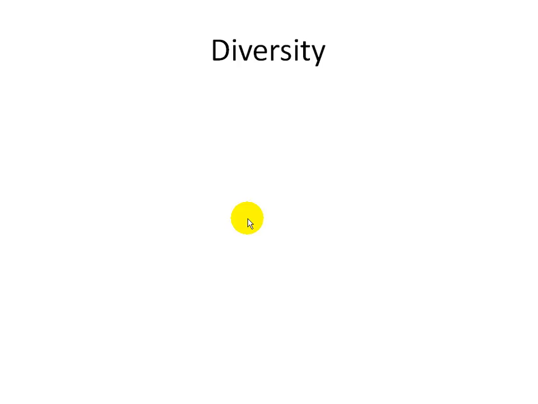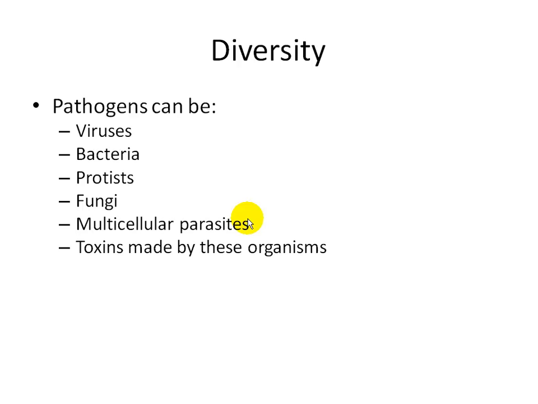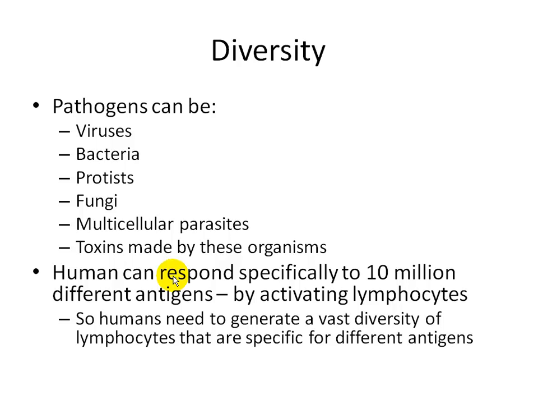All right, the second key feature of adaptive immunity is diversity. Adaptive immunity can attack all kinds of different pathogens. Different types of pathogens could be viruses, bacteria, protists, fungi, multicellular parasites, and any toxins that are made by these organisms. The human can respond specifically to 10 million different antigens from these pathogens. And what they do is they activate these lymphocytes. So humans need to generate a vast diversity of lymphocytes that are specific for different antigens.